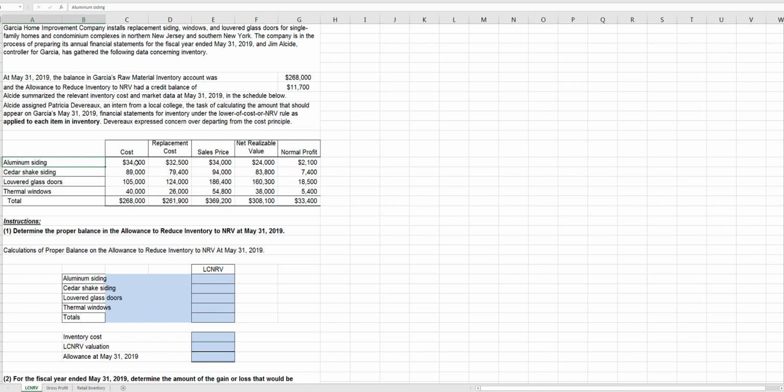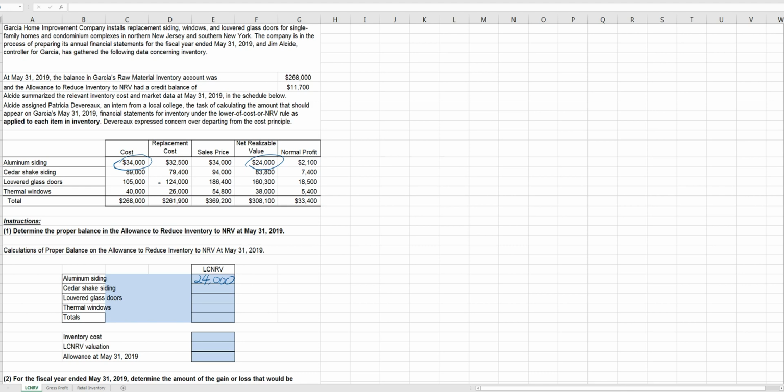The information we're going to look at is its cost, 34,000, and then its net realizable value, 24,000. Obviously the net realizable value is lower, therefore the LC NRV for the siding will be $24,000.